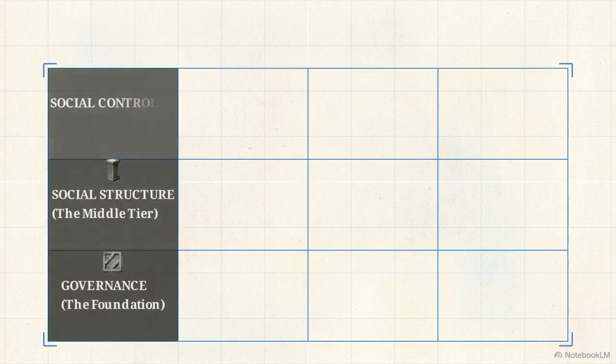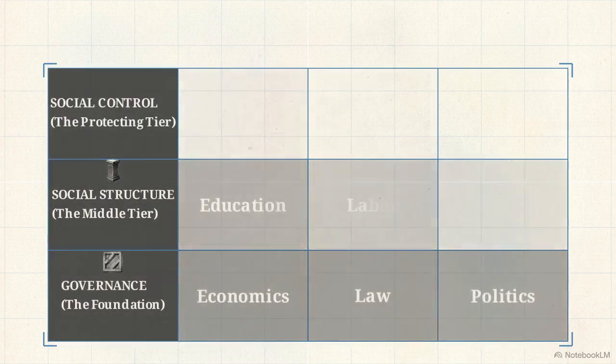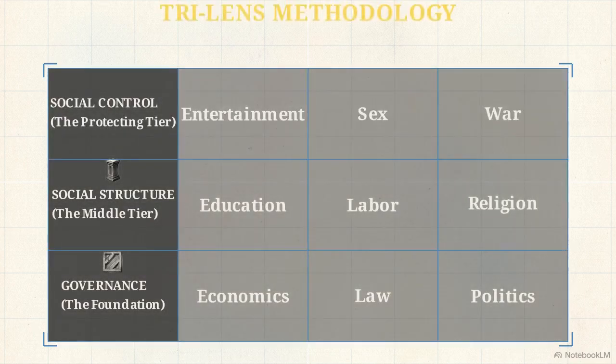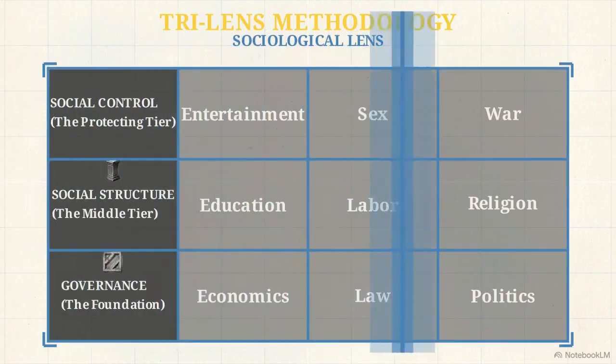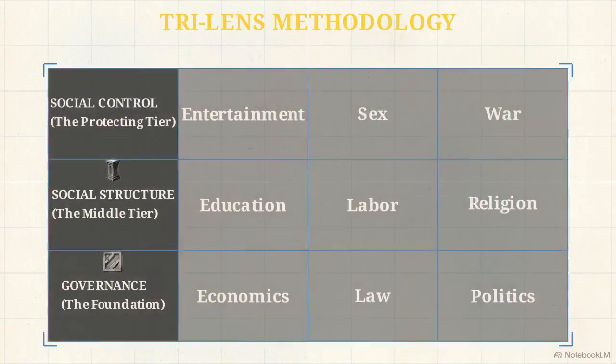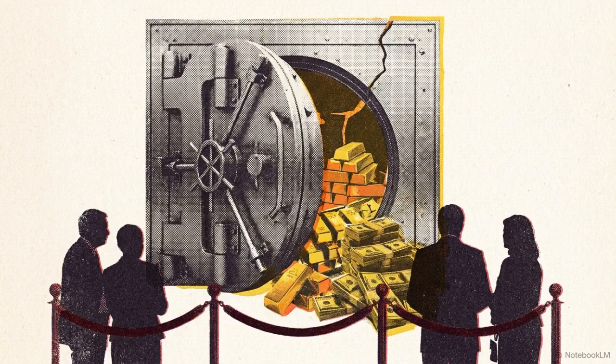This architectural blueprint illustrates how that power is structured. The system operates across 9 domains of human activity, categorized under 3 primary pillars. To deconstruct this machine, we must evaluate it using a tri-lens methodology, passing 3 analytical filters over the structure. First, the sociological lens. This examines the structural mechanics, how resources are hoarded, and how power is institutionalized across generations.